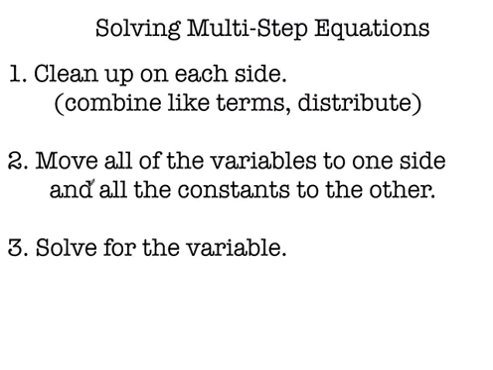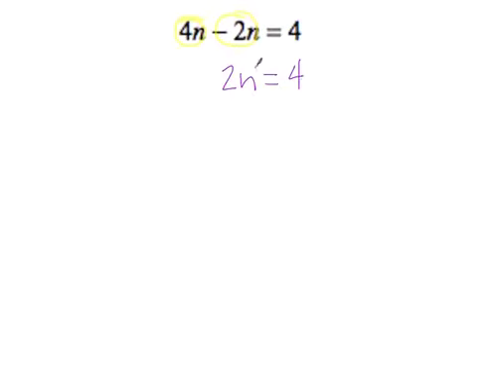Now if I look back at my second step, it was to move all of the variables to one side and all the constants to the other. When I look at this, I see that my variables are on one side and my constants are on the other. So now I can just go with step 3, which is to solve. This time we're solving for n, which means we need to get rid of 2 times n. To get rid of 2 times, we would divide. So we divide both sides by 2, cancel out the 2's, n equals 2.